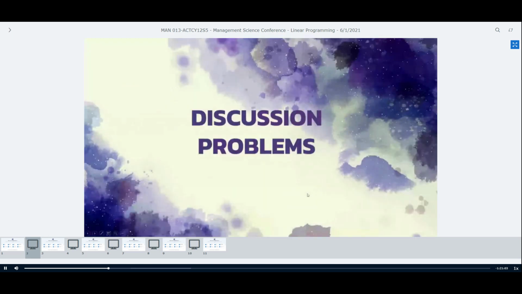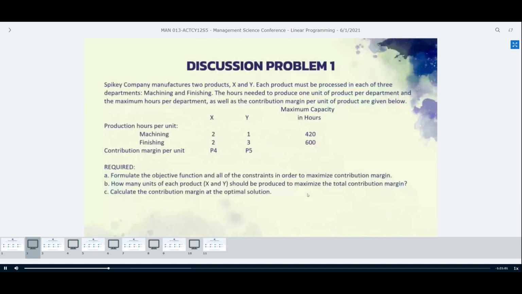And then the second requirement is how many units of product X and product Y should be produced to maximize the total contribution margin. Anyway, sige. So we'll also discuss that. And then number 3, calculate the contribution margin at the optimal solution.